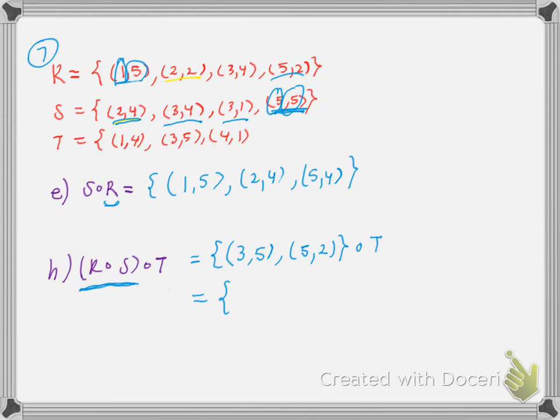So now we start with T because T is our innermost relation. And so T, 1 goes to 4, and then remember, you're looking here now, right? So there's no 4 there, so we have nothing for T. And then what else? 3 goes to 5. Well, 5 goes to 2. And so we're going to have a 3 going to 2.